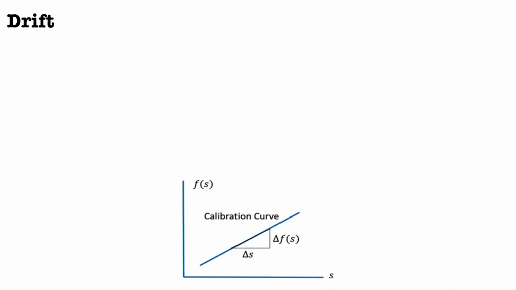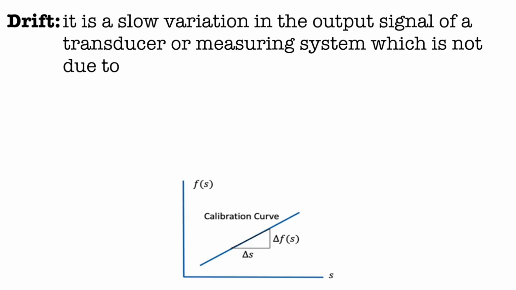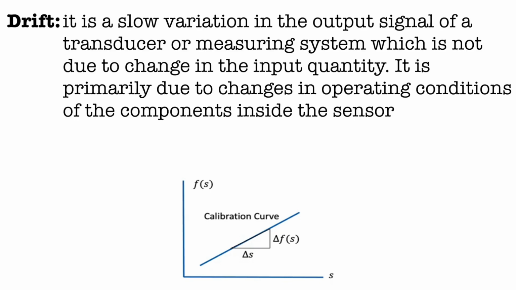Another characteristic is drift. Drift is a slow variation in the output signal of a transducer or measuring system which is not due to a change in the input quantity. In this diagram we can see that the input is not changing, the input is 0, but the output is still showing some non-zero value. That is called drift, and it will be associated with this sensor throughout. It is primarily due to changes in the operating condition of the components inside the sensor.